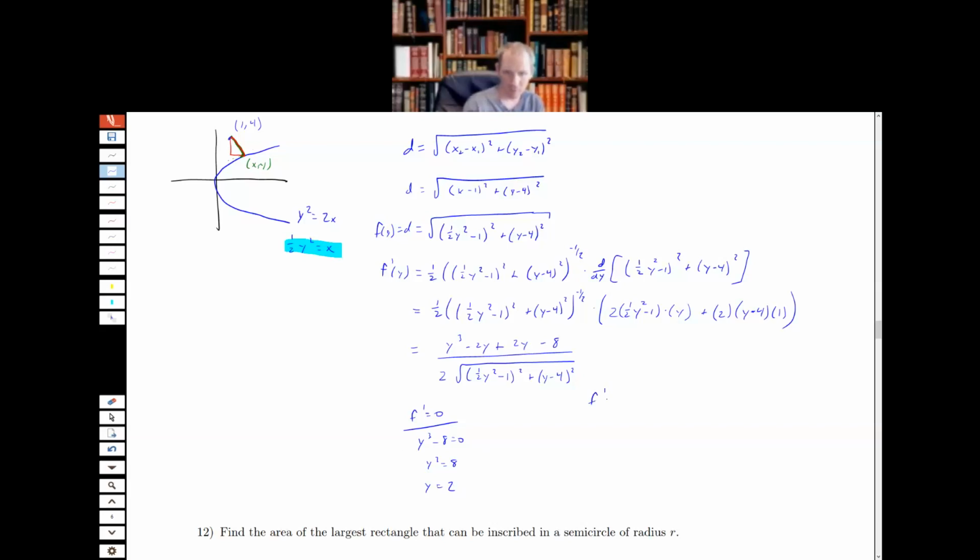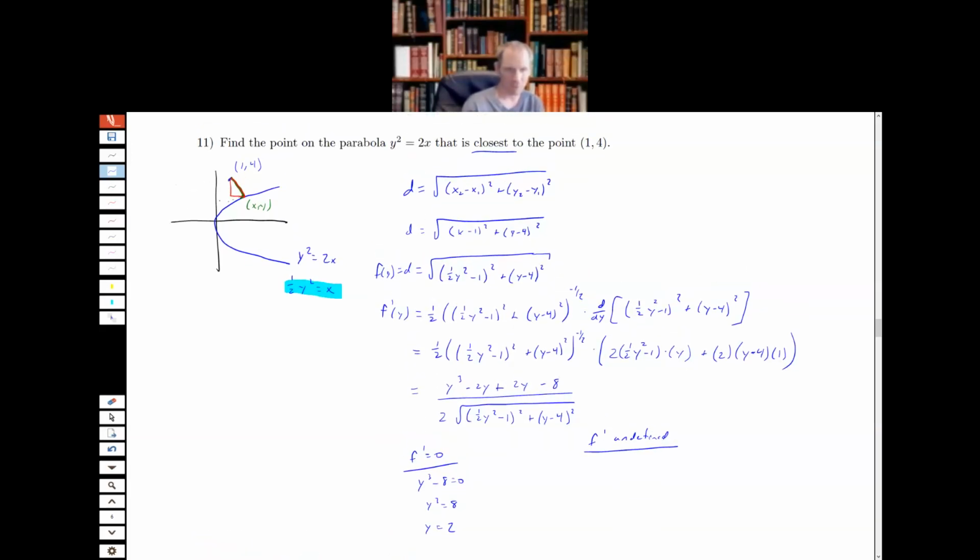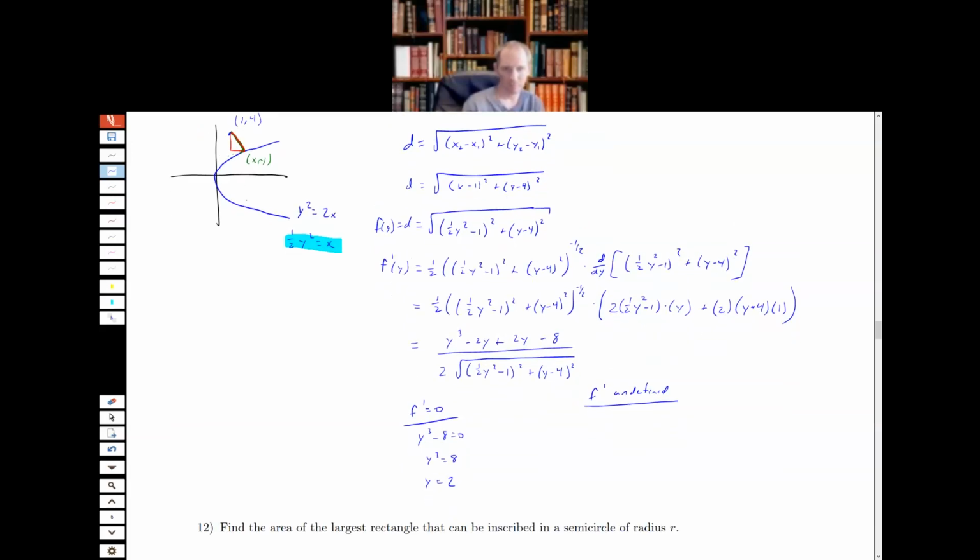Okay. Let's look at where f prime is undefined. There's an easy and a challenging way to do this. The easy way to do this is to notice that this square root is the same as this square root, which is the distance. It's going to be undefined when my original distance is 0. And that can't happen because 1, 4 is not on the parabola.